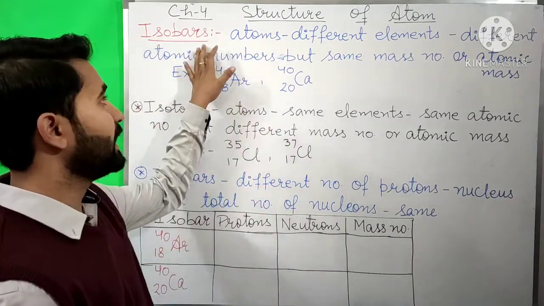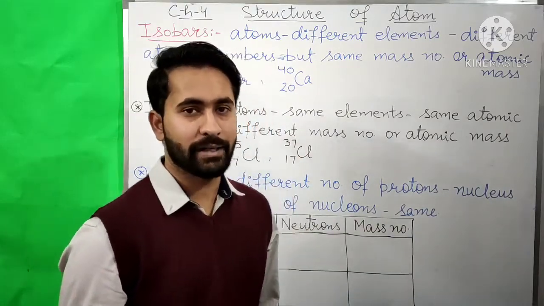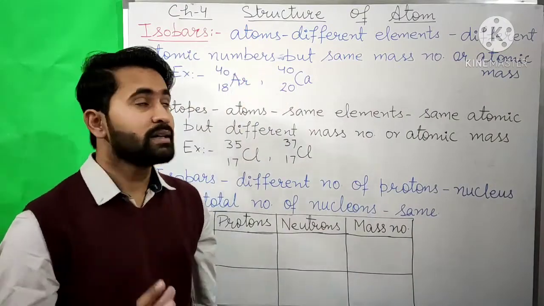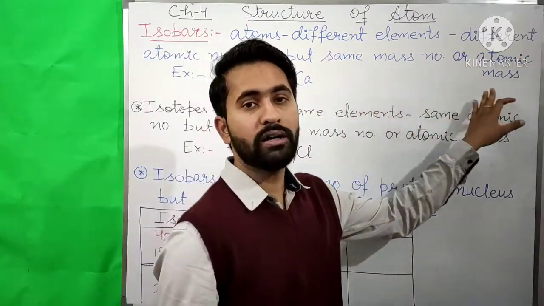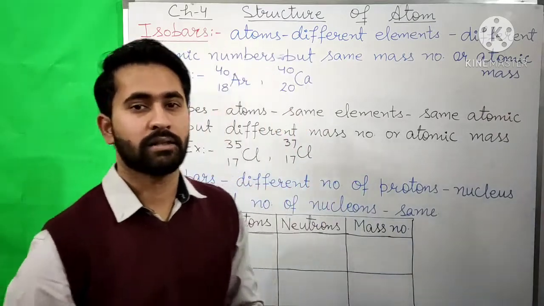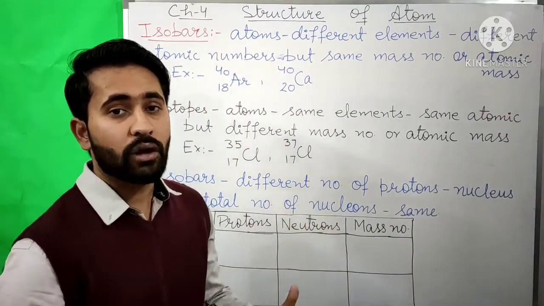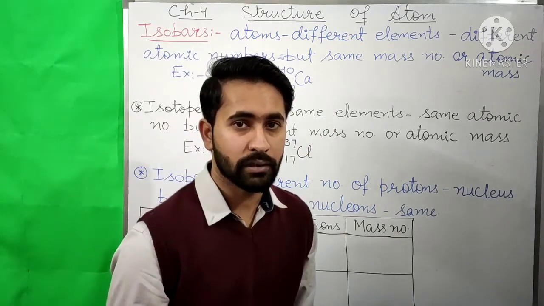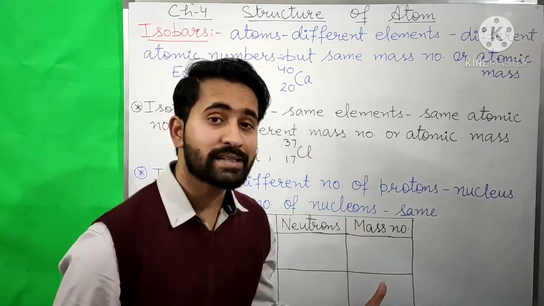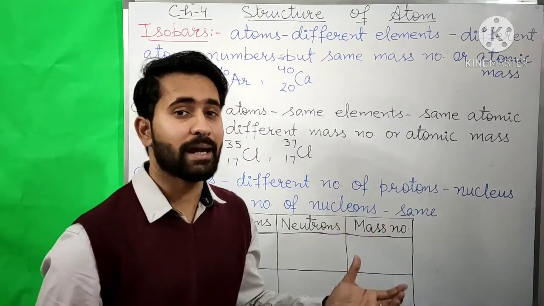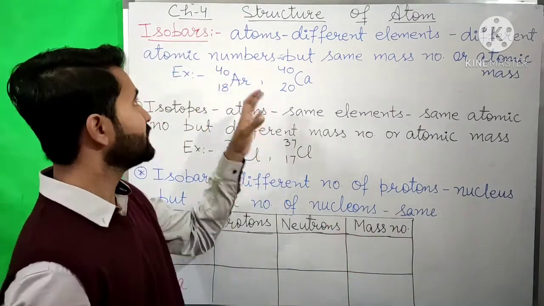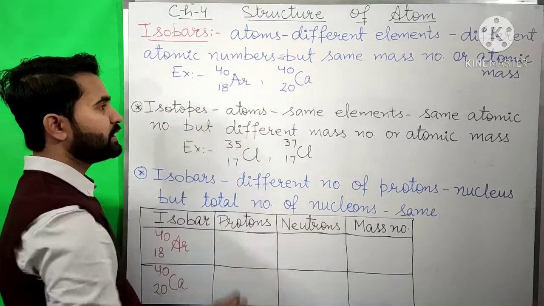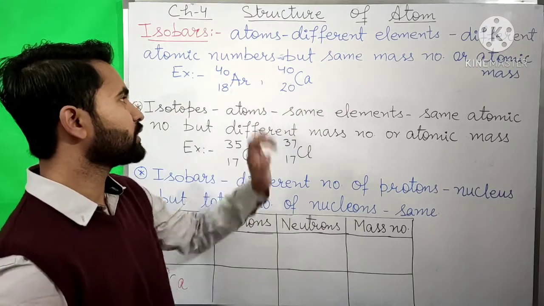Isobars are the atoms of different elements which have different atomic numbers but the same mass number or the same atomic mass. So the atoms of different elements which have different atomic numbers but the same mass number, they are known as isobars. Example is 18Ar40 and 20Ca40.